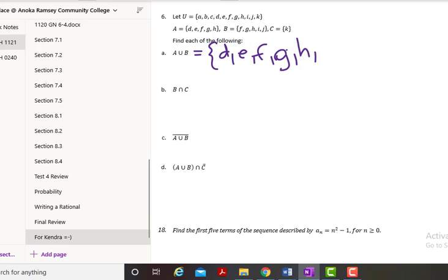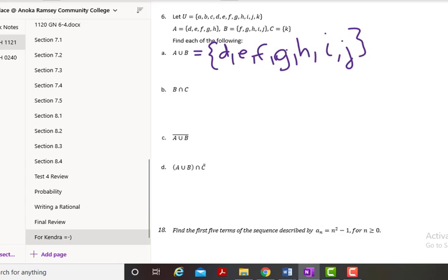Now, I see that F is in B, but F is already written in the set. G is in B, it's already written in the set. H is in B, it's already written in the set. But then I look at I and J. Now, those are not yet written in the set, so I'll add them. And that would be the union of sets, or A union B, or the union of sets A and B.